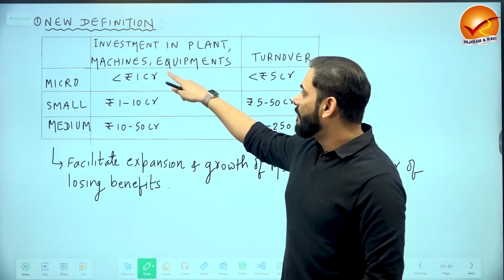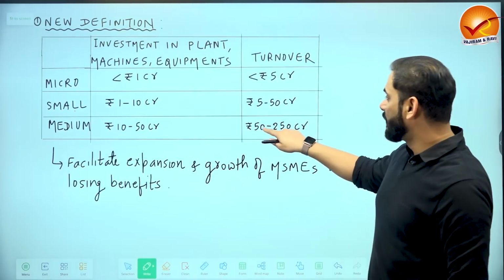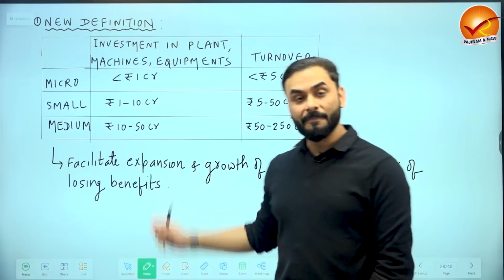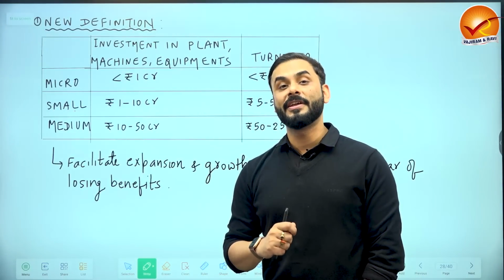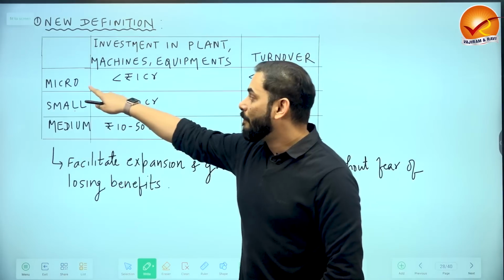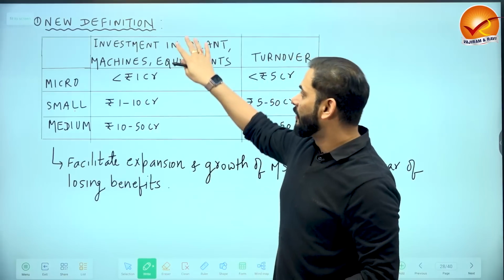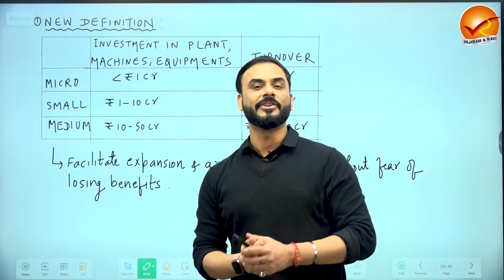When your investment in plant, machine and equipment is 10 to 50 crore and your turnover is between 50 to 250 crore, then you are called medium. So if you note carefully, what has the Government of India done? Government of India is defining micro, small and medium industries based on two parameters, investment and turnover. Why has the government done this?